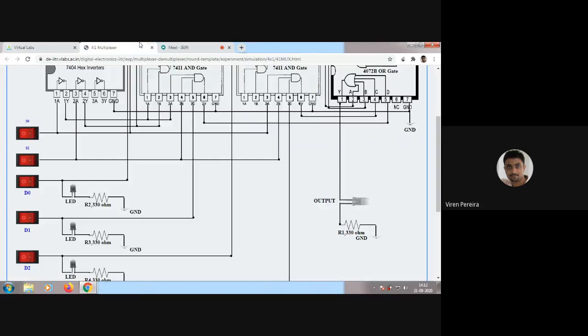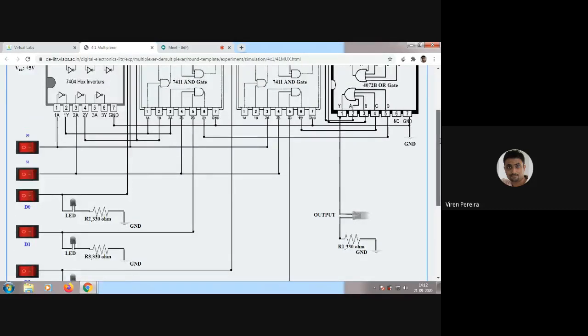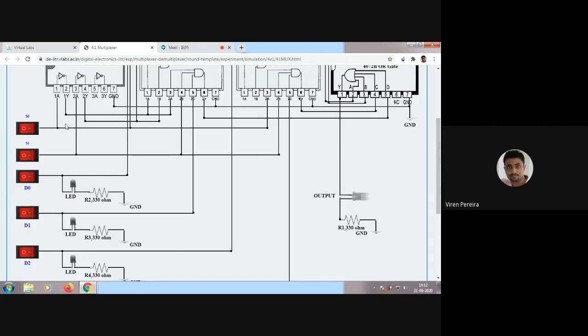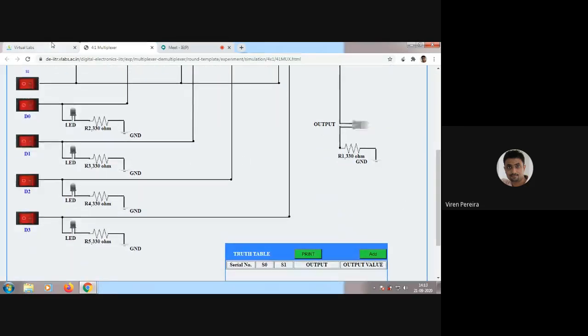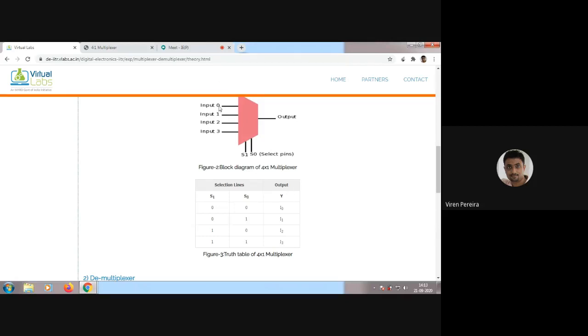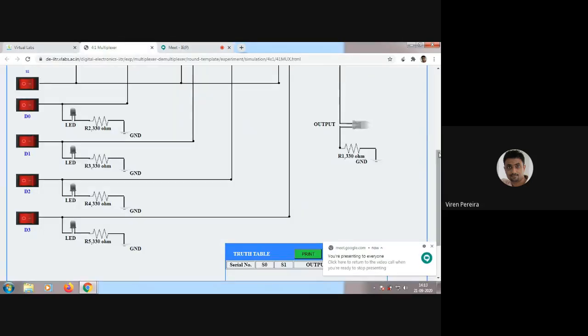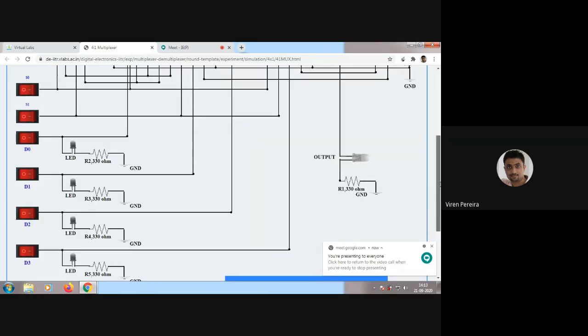So now let's see this. This is your main power supply, which is turned on. This is your S0 and S1, which are your input signals. And this is your D0, D1, D2 and D3, which are basically these I0, I1, I2 and I3 input signals. Whatever you give here will be reflected at the output, depending on which pin is selected. So now let's see. Now here you can see there is an output.